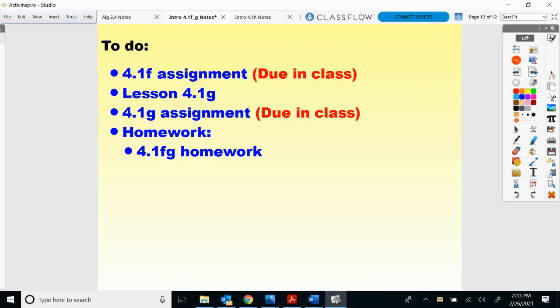Let's get you back to your assignment page there. Okay, so here you go. You got these two to get done in class. See how those go, and then you got this one down here for homework.